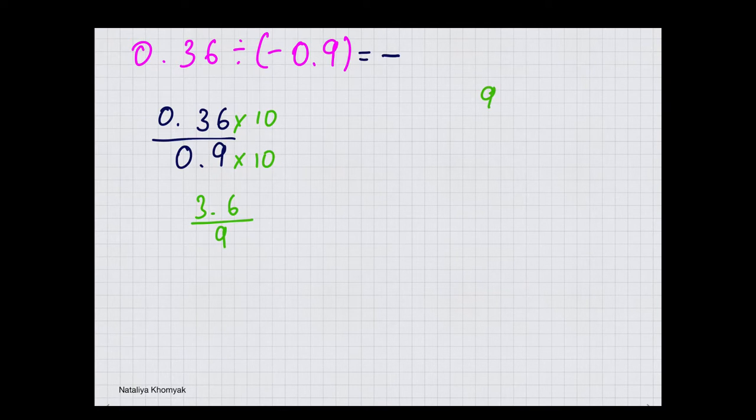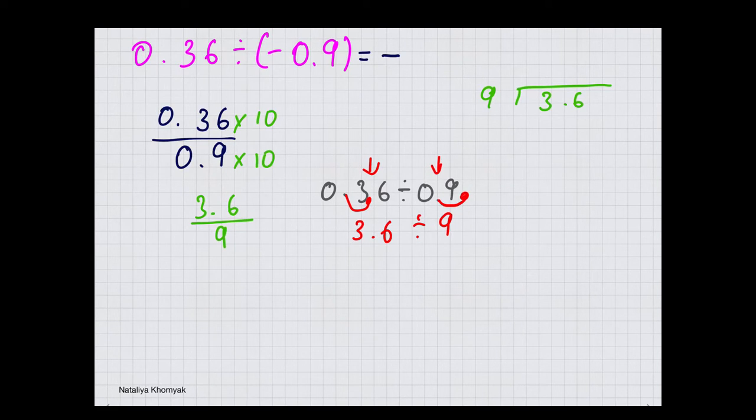Now we have 9 into 3.6. Now there is a shortcut to this method. If you have 0.36 and you want to make 9 into a whole number, the end result would be moving the decimal and getting 9 into, whatever you do to this number, you want to do the same thing to this number. So we move this decimal, 3.6, and you get the same problem. So let's get back to long division.